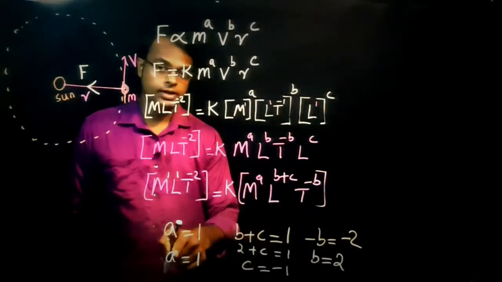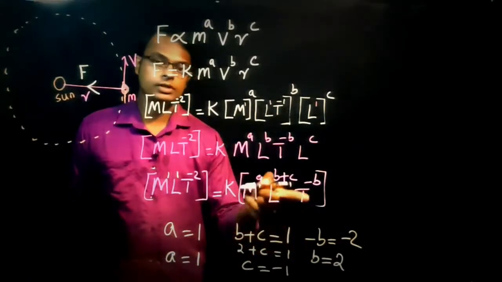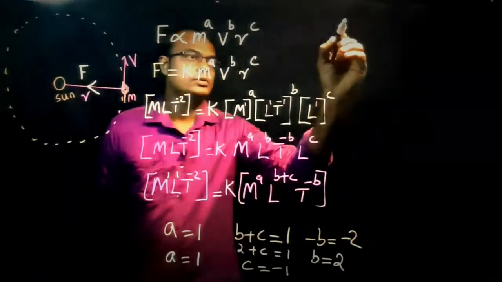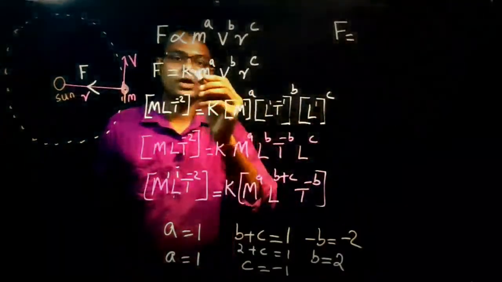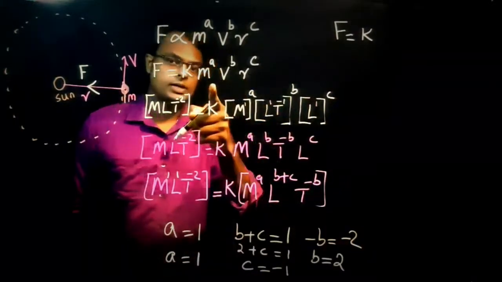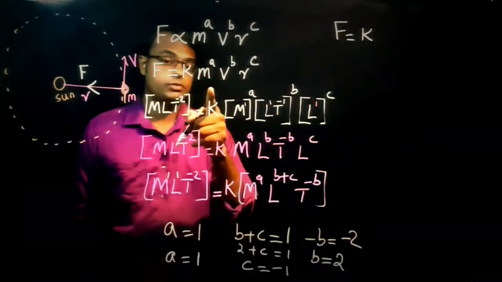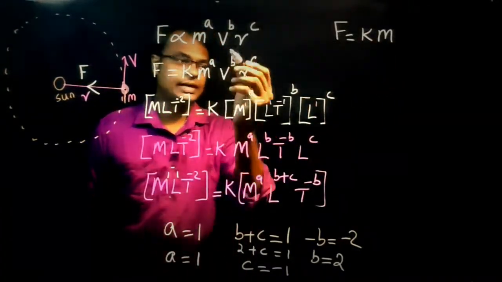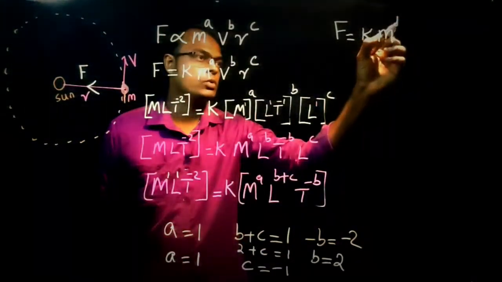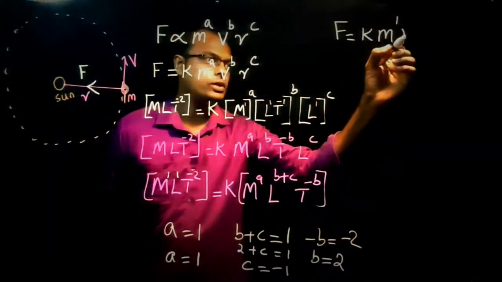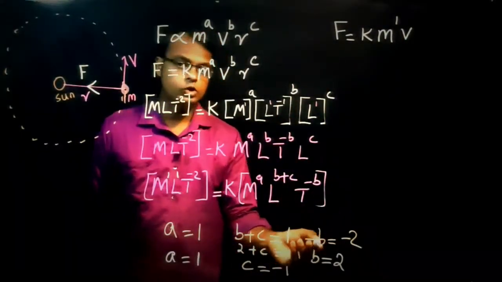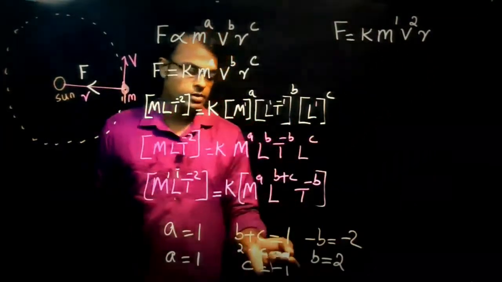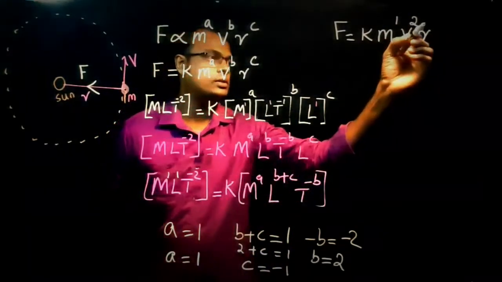Now we got the powers a, b, c. These powers must be substituted in the given equation. What is the equation here? F is equal to k, and we have assumed that centripetal force may depend upon mass, velocity and radius. So we can write the mass to the power a, here a is 1, so m to the power 1. Next, v to the power b, b is 2. And the last physical quantity is radius, r to the power c, c is minus 1.